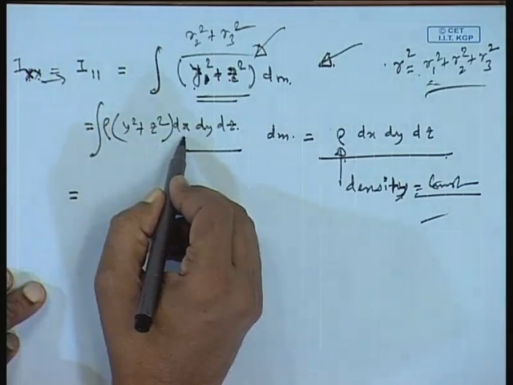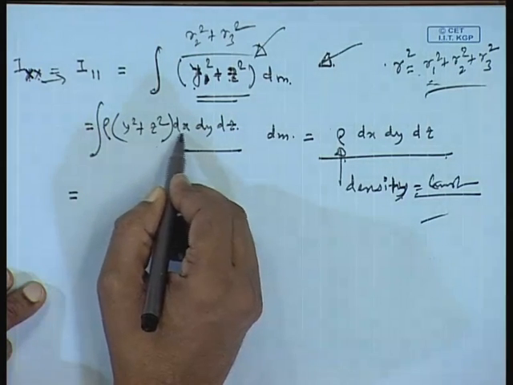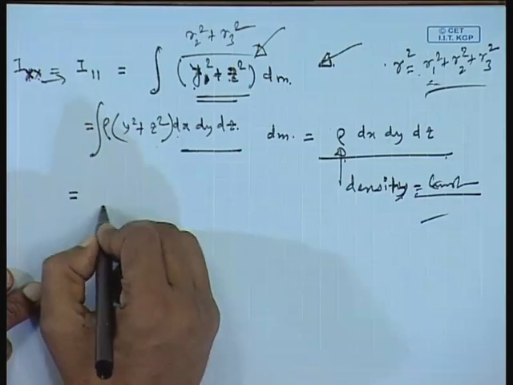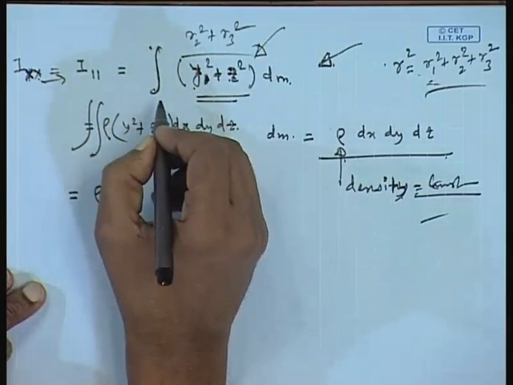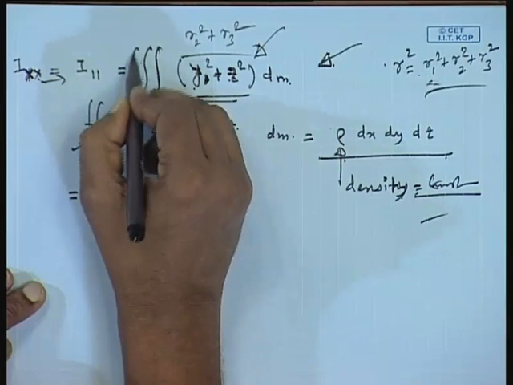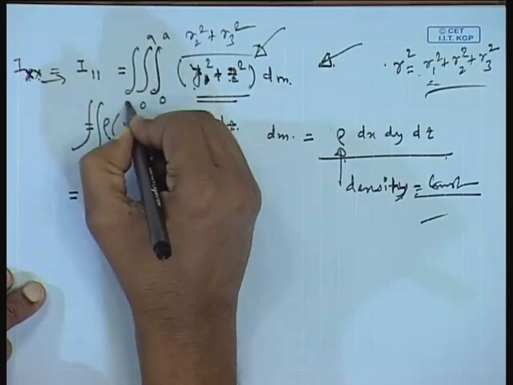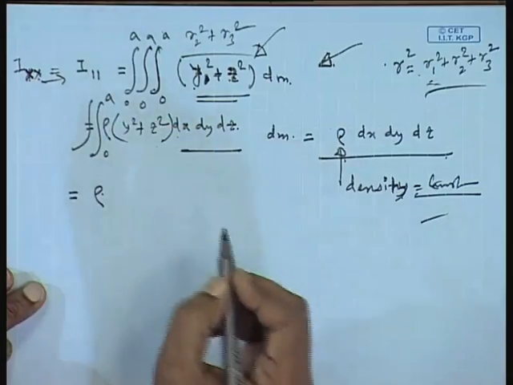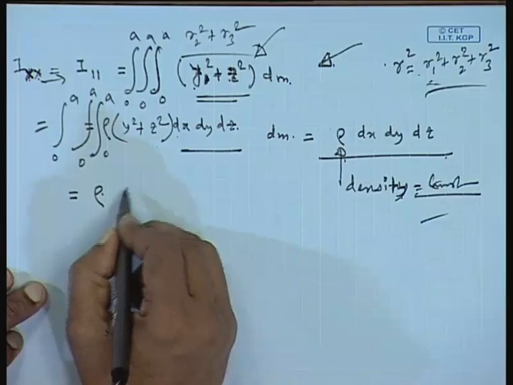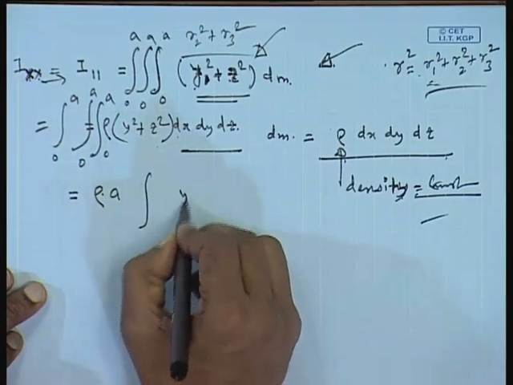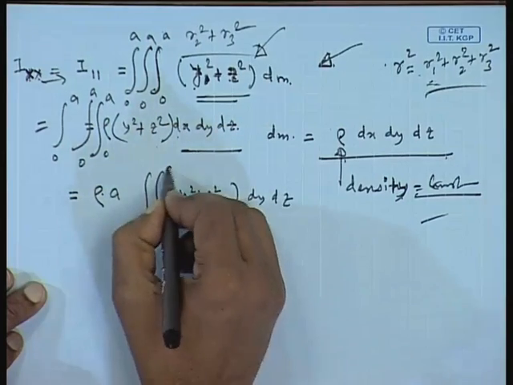So, here we have all these quantities. At first we can integrate x out of this. Rho we take out, and we put in the limits: 0 to a, 0 to a, 0 to a. So, we get rho a times the integral of y square plus z square dy dz, between 0 to a, 0 to a.